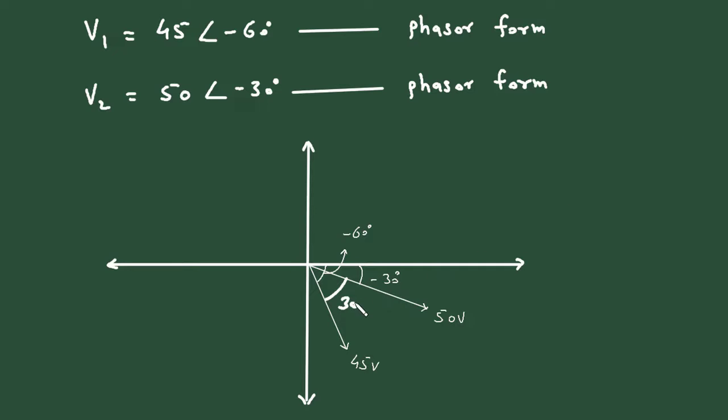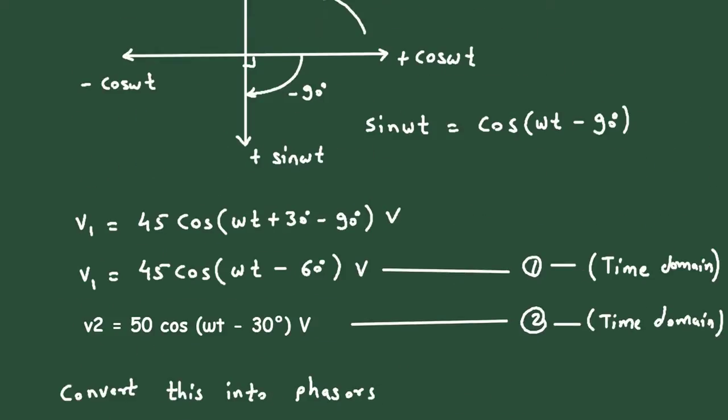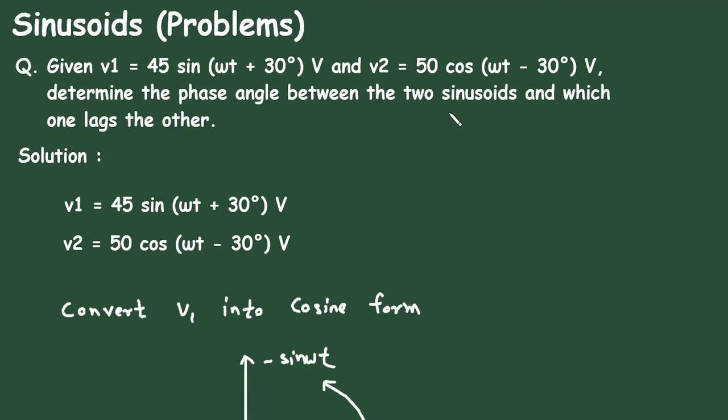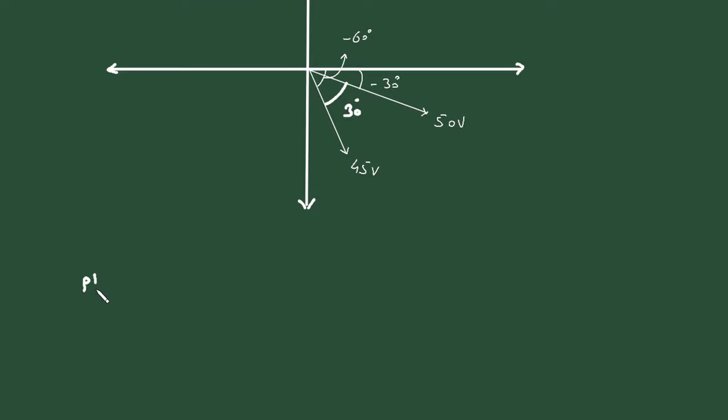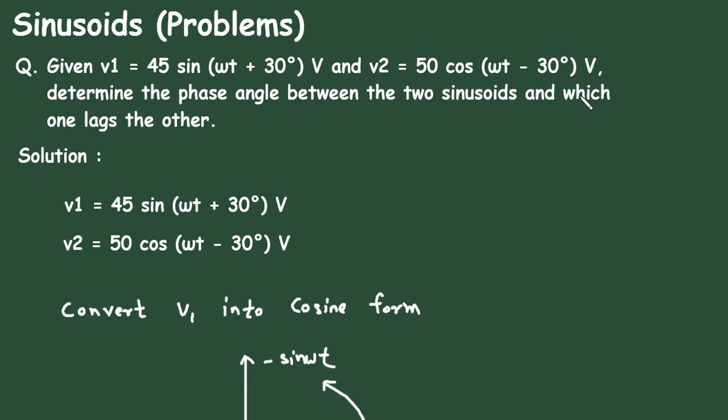So now we can write the phase difference: the phase angle between these two will be 30 degree. And now, which one lags the other?